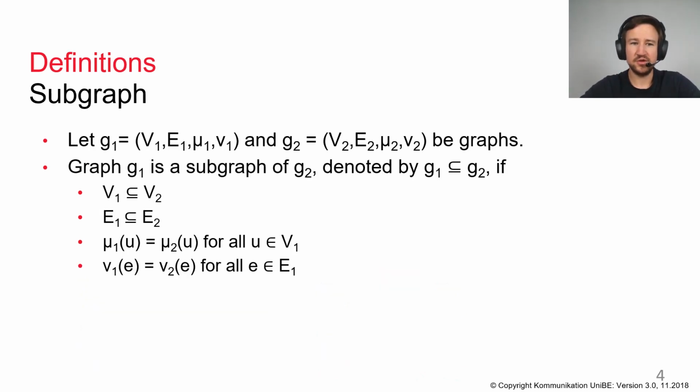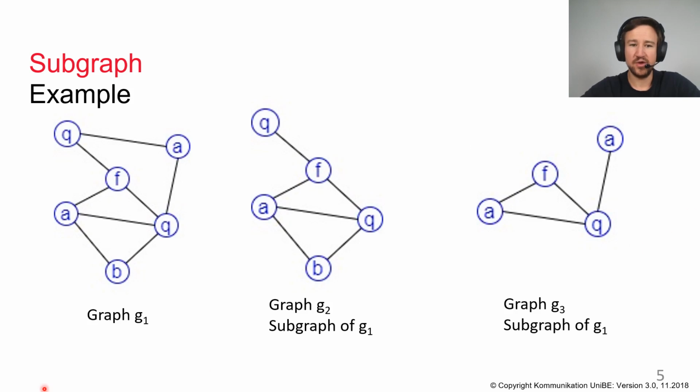Next up, the definition of a subgraph. Here again, you can see the formal definition, and intuitively speaking, a graph G1 is called a subgraph of G2 if all nodes and all edges of graph 1 are contained in graph 2. Here you can see a few examples. Let's say we have the base graph, graph 1, and then here graph G2 would be a subgraph of G1, as well as graph G3 is a subgraph of G1, but obviously not of graph G2.